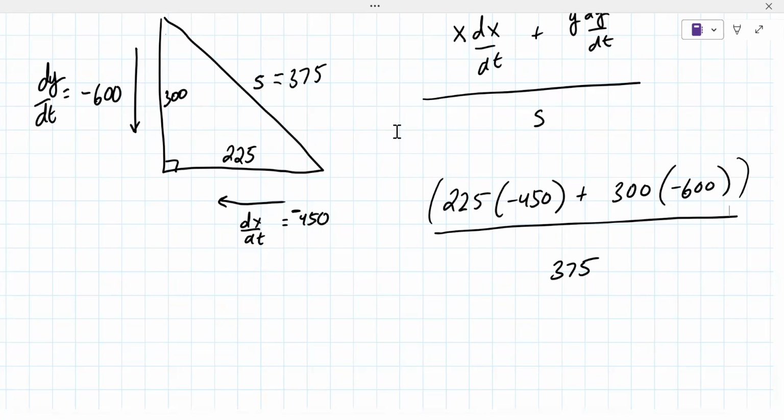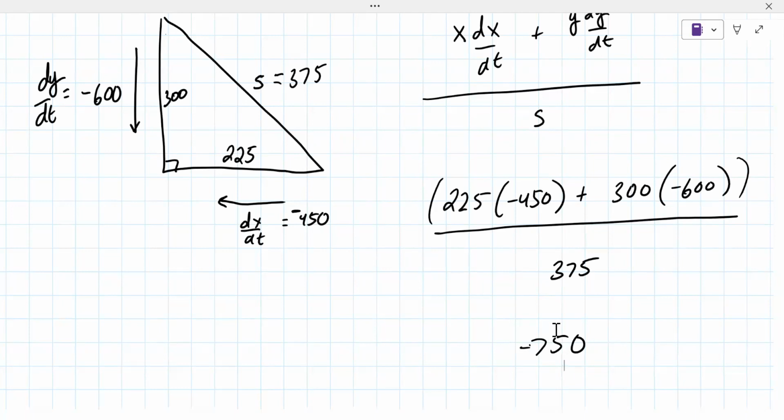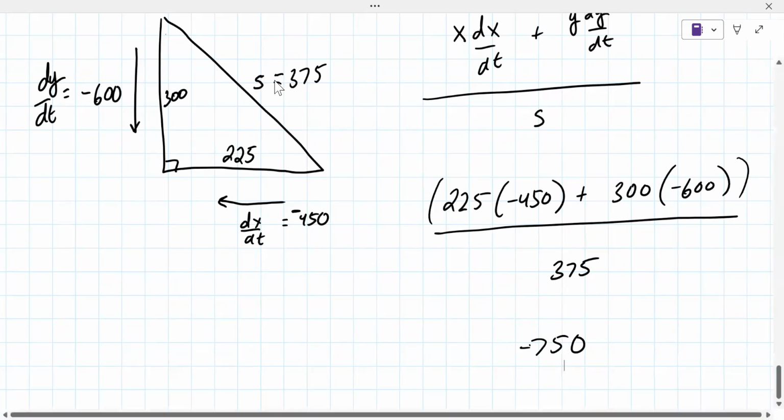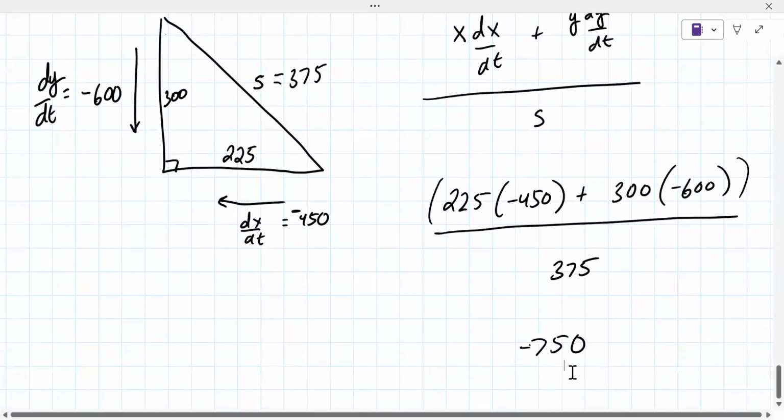Negative 750. Okay. Now, are you surprised that the answer is negative at all? Okay, so think about the context of this problem. Is the distance between the planes getting bigger or smaller as they get close? That's why it's negative. Okay. Yeah, that makes sense.